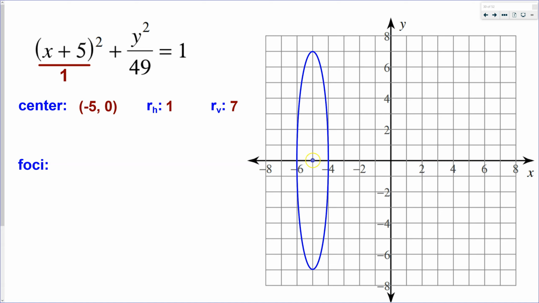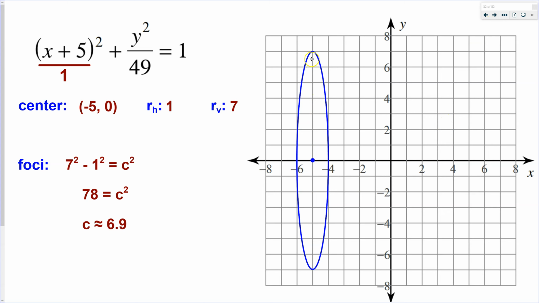So I plotted my center, and then I went out 1 unit to the left, 1 unit to the right, 7 units up, 7 units down, and then we can go find our foci by using our Pythagorean theorem lookalike formula. And our larger radius is 7, our smaller radius is 1, so we go 7 squared minus 1 squared, so that would be 48. And the square root of 48, not 78, that's a typo right there. But once you take the square root of that, you do get 6.9.